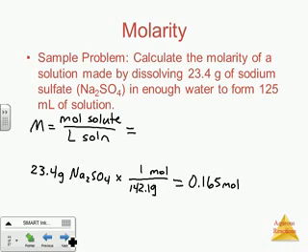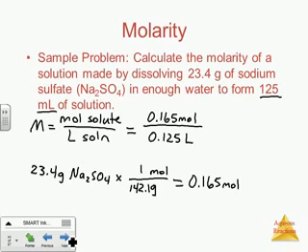Okay, and then we can just plug this back into the molarity equation. 0.165 moles of the solute divided by liters of solution. Now, this volume they give us, it's 125 milliliters, so we have to change that to liters. That's going to be 0.125 liters of solution. Okay, so you take the moles divided by the liters, and you're going to get a molarity of about 1.32.